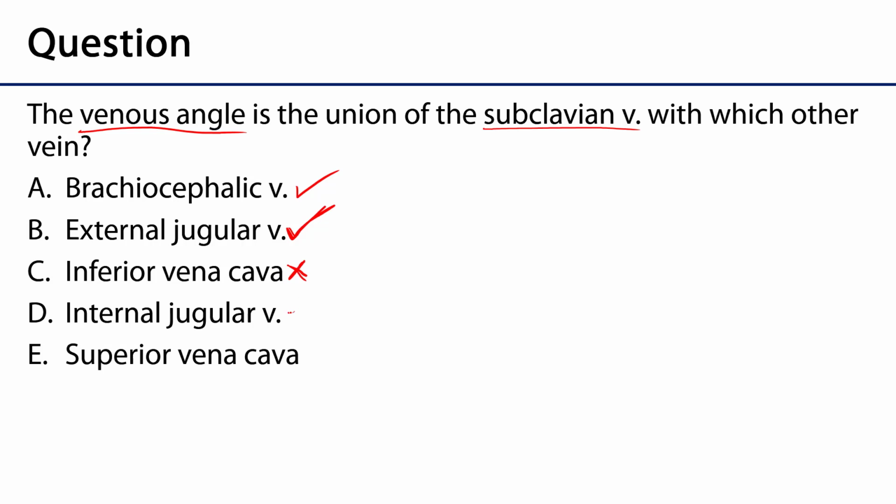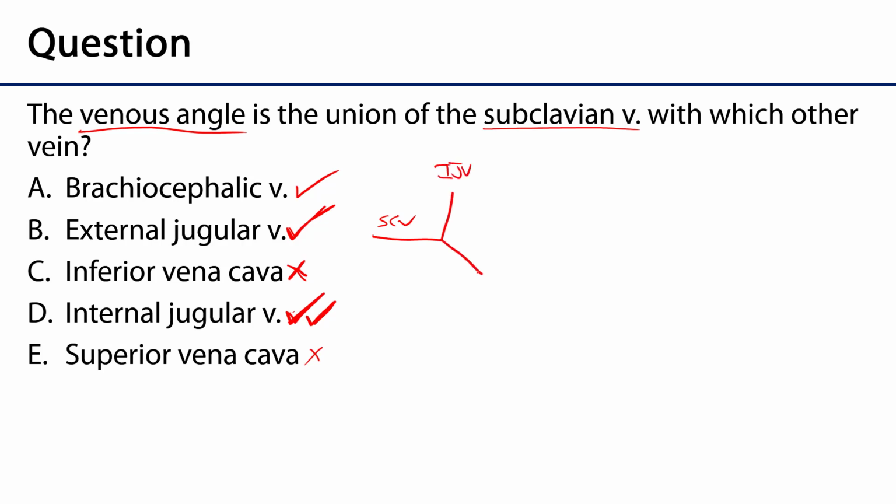Internal jugular vein. Ooh, that's a good one. That's ahead in my book at this point. And superior vena cava. Well, nope, the brachiocephalic vein is going to be in the way there. So let's map out these three check marks that we have. So there's the subclavian vein. There is the internal jugular vein.